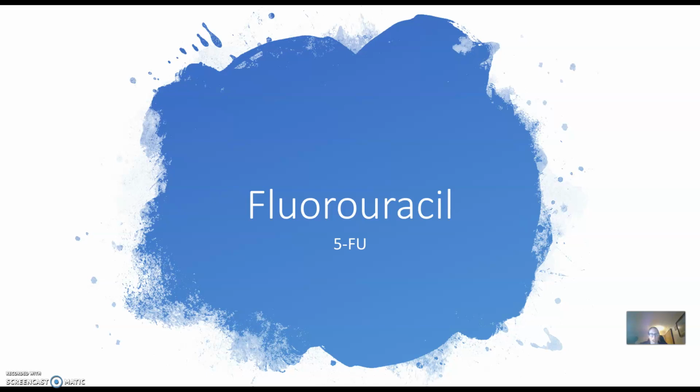For this presentation, I'm going to be going over how fluorouracil, which is also called 5-FU, inhibits RNA synthesis, how it is metabolized by cells in order to make a potent inhibitor, and then providing a mechanism for how the synthesis occurs.